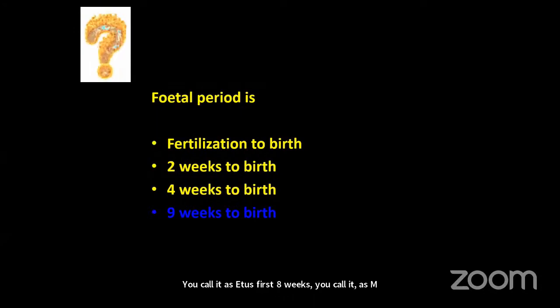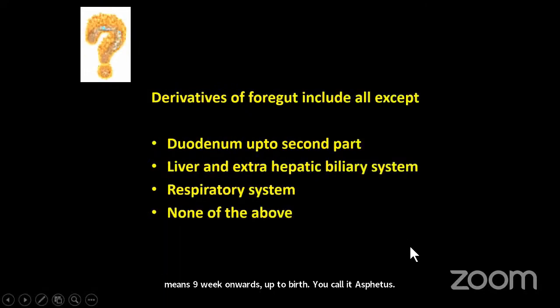And in that, in the first 3 weeks, you have the 3 germ layers formed. So that is the germinal period. And 4 to 8 weeks, you call it the embryonic period proper. After 8 weeks, that means 9th week onwards up to birth, you call it a fetus. I have just given another term, just to confuse you.